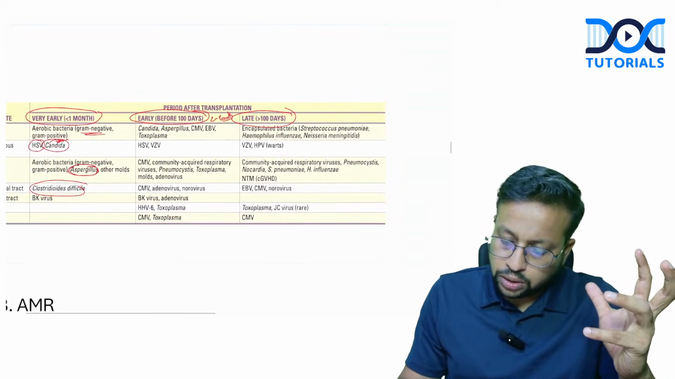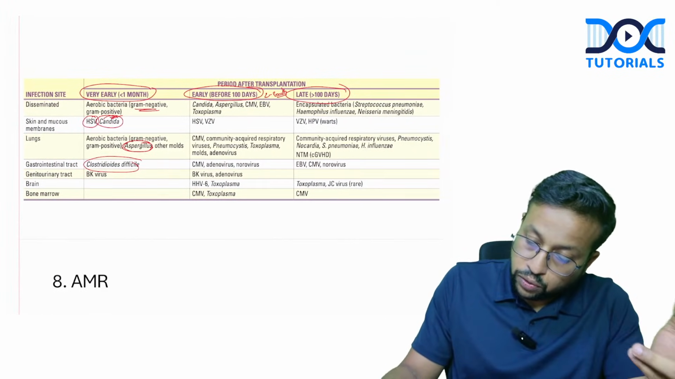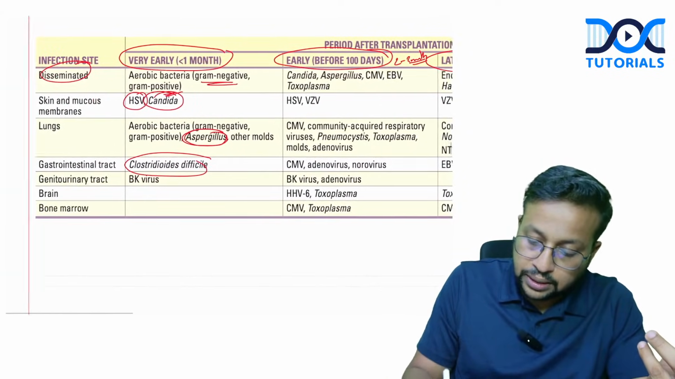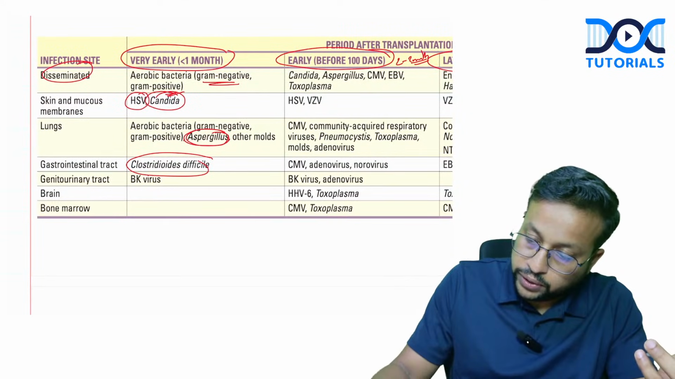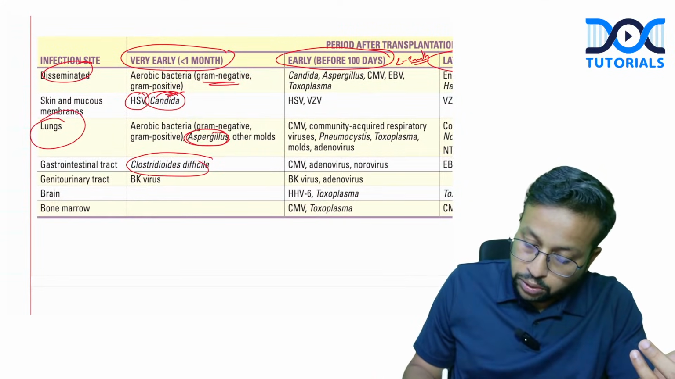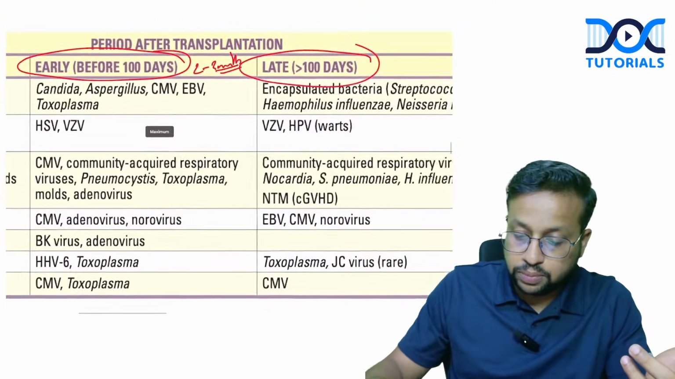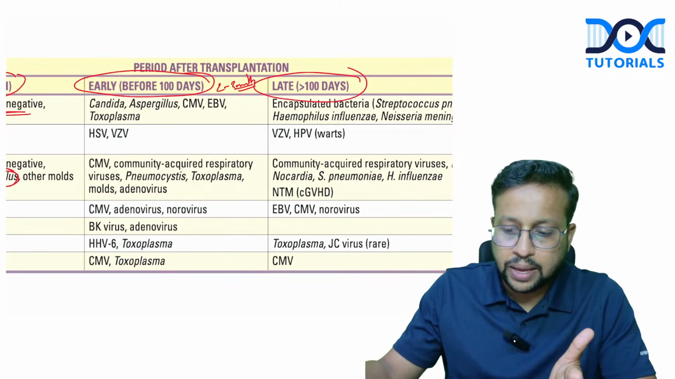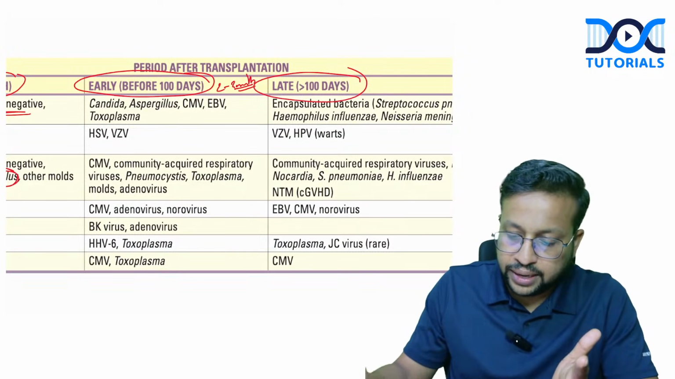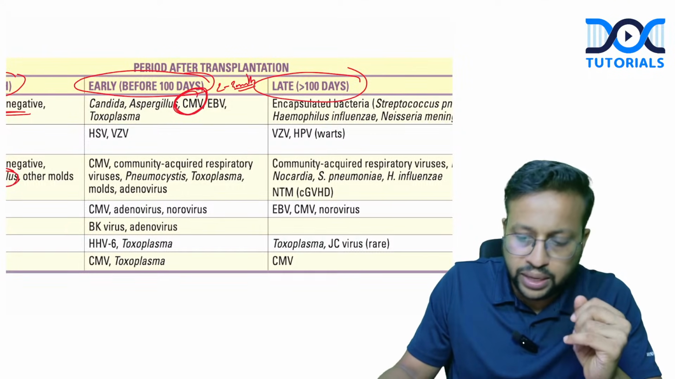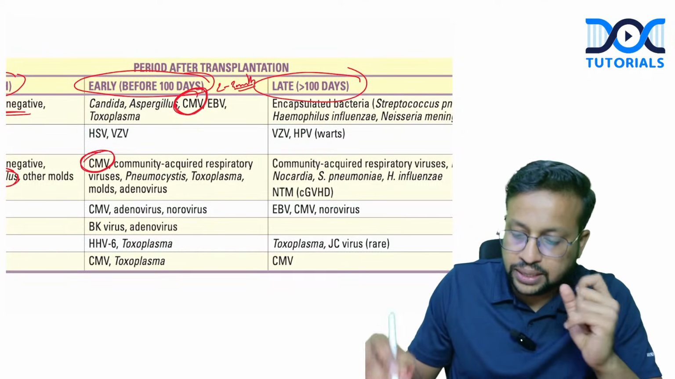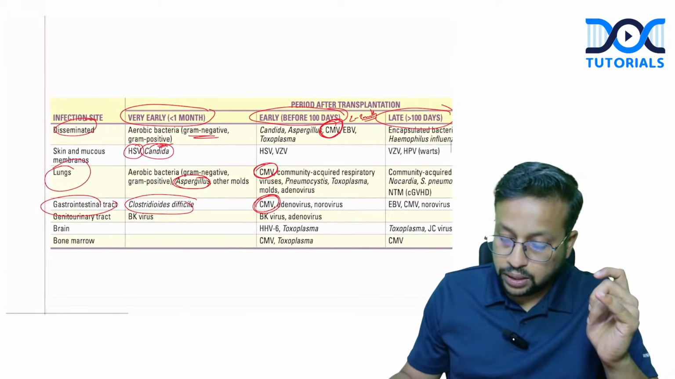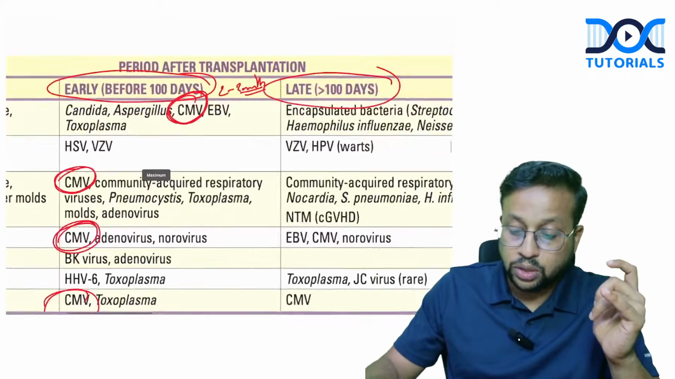One of the most common infections, which can come as a disseminated infection, can affect the lungs, and can also affect the gastrointestinal tract, is CMV. So in this period, from the second month onwards, from 1 month towards 100 days, this infection, CMV, is very, very important. It can present as a disseminated infection, can affect the lung, can affect the GI tract, or even the bone marrow, causing bone marrow suppression.